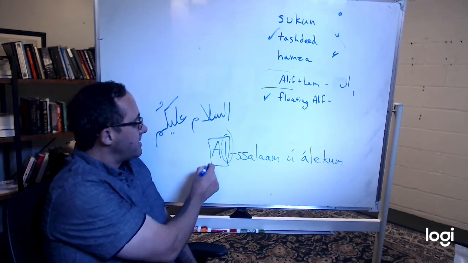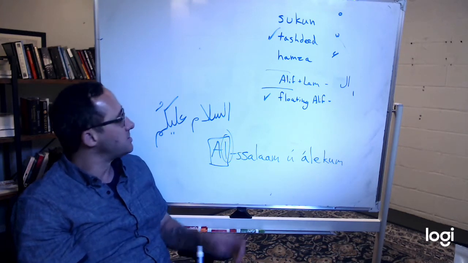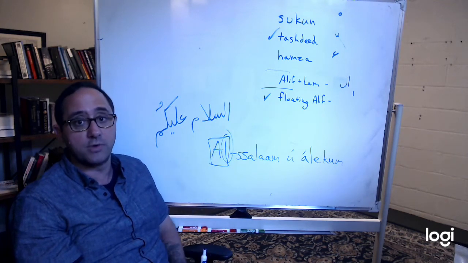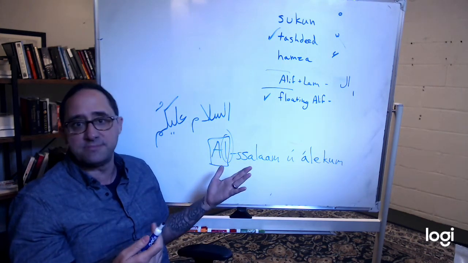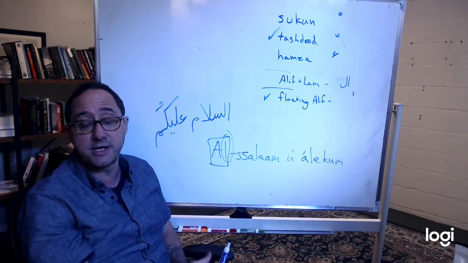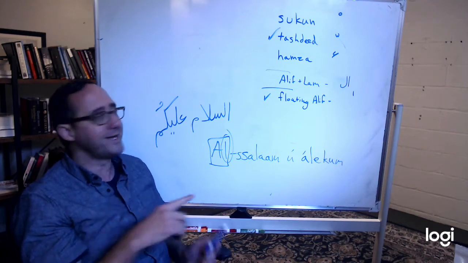This al is at the beginning of a lot of words in Arabic. So it comes through in the spelling in Urdu. And this means peace be to you. It's something that Muslims say to each other. Assalamu alaikum. And what is the response? Wa alaikum assalam.